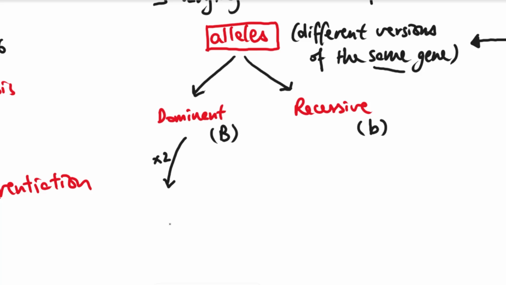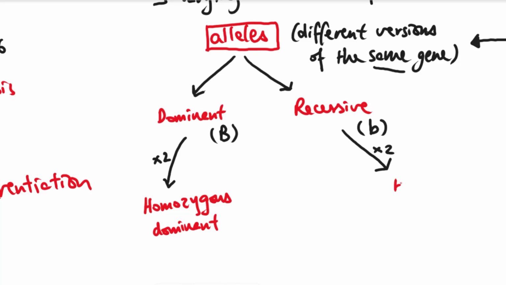As I mentioned earlier, you could be inheriting two dominant alleles, and in that case we call this homozygous dominant. Homo means the same, zygous like a zygote. So homozygous dominant means you're receiving two of the same dominant allele. Similarly, if you're inheriting two recessive alleles, then it is called homozygous recessive.